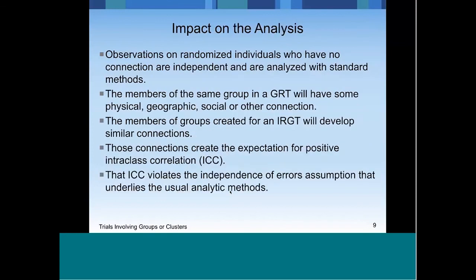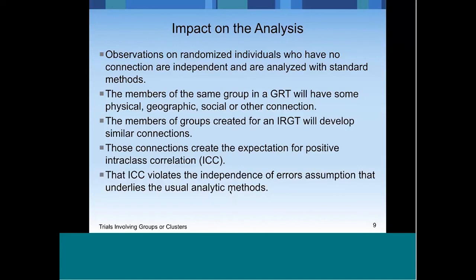The impact on the analysis is also important. Observations on randomized individuals who don't interact with one another or have any connection post-randomization can be assumed to be independent, and we can analyze them with standard methods that you've all studied in graduate school. However, the members of the same group in a group randomized trial will have connections, physical, geographic, social, something else, and they will exist before the trial gets started, while the trial is going on, and after the trial is over. The members of groups that we might create for an individually randomized group treatment trial will develop similar connections over the course of the study.